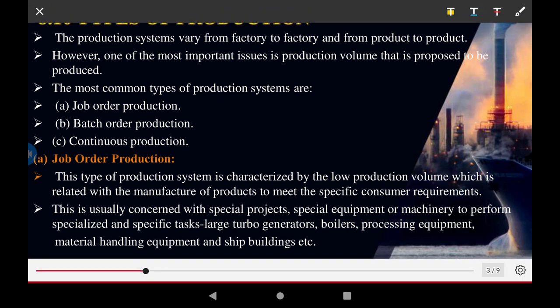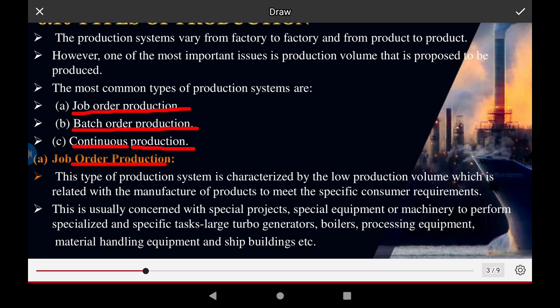Job order production, batch order production and continuous production, or determinant production system. Job or job order production system. This type of production system is characterized by the flow of production volume, which is related to the manufacturing of products to meet a specific consumer requirement.